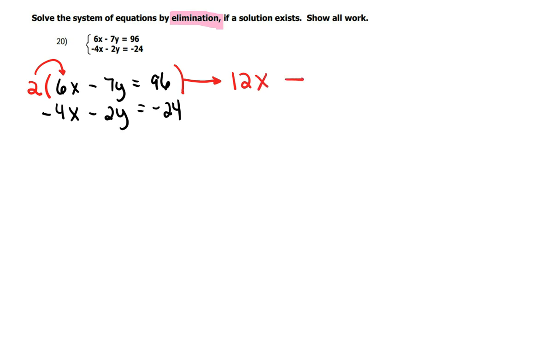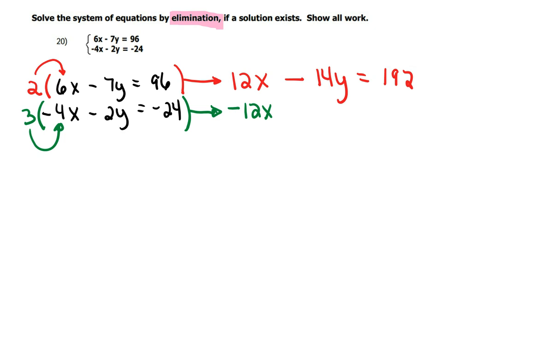So 2 times 7y is 14y, and 2 times 96 would be 192. Then I'll take the bottom equation and multiply that one by 3, because 3 times the negative 4x would give it a negative 12x. And now they would cancel out. You can't cancel a 6x with a negative 4x. They don't cancel out. That's 2x.